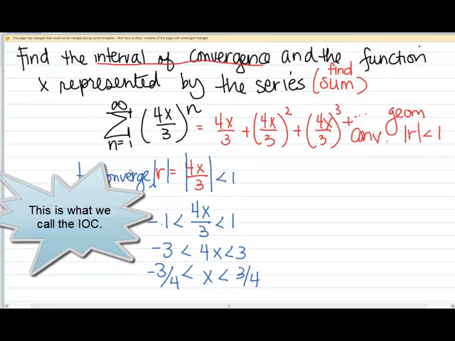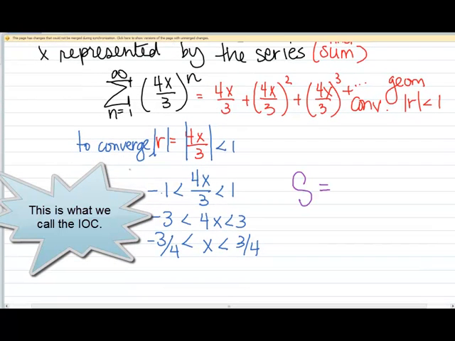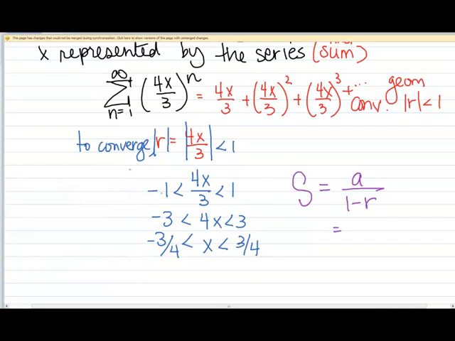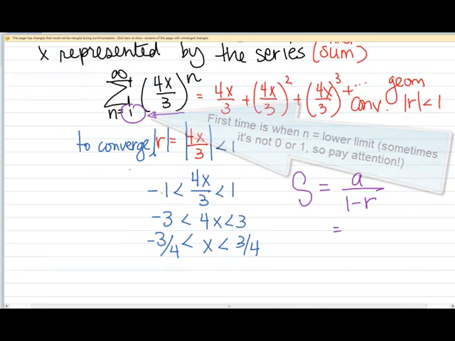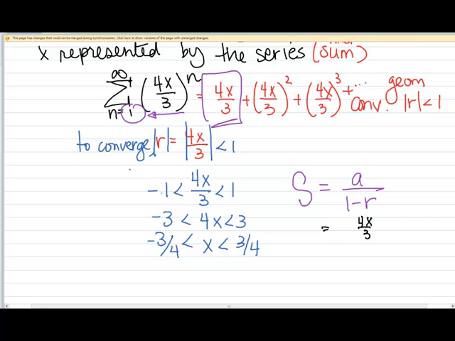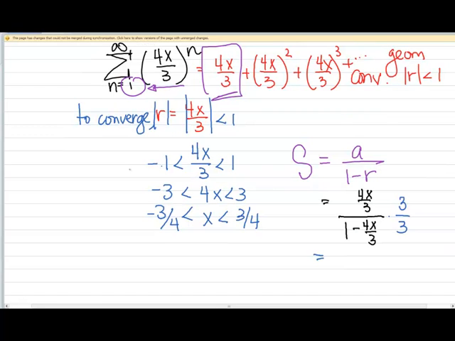The second thing that we're asked is to find its sum. Well, the sum of a geometric series is a over 1 minus r. So I'm going to find my first term. How do you get the first term? Look at your lower limit, plug in that number, which is 1. So we'll have 4x over 3. Okay, so our first term is 4x over 3. Our common multiplier is also 4x over 3. So I'm going to simplify this a little bit. I'm going to multiply top and bottom by 3 so that I get 4x over 3 minus 4x. And this is an expression representing the sum.